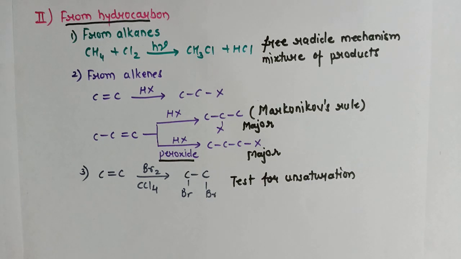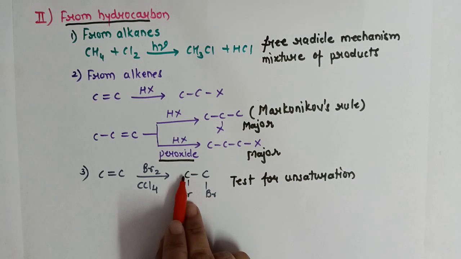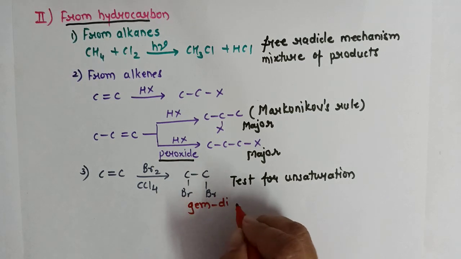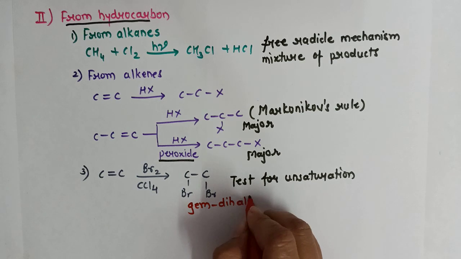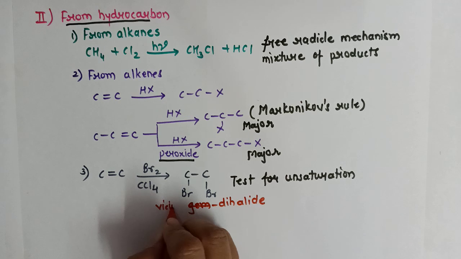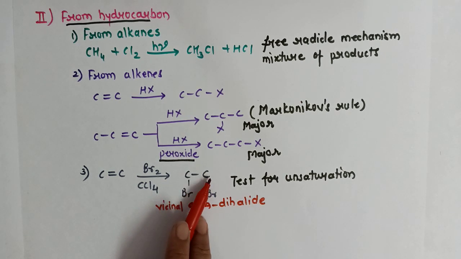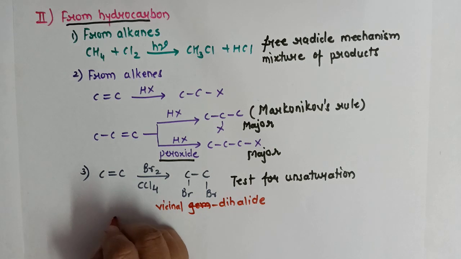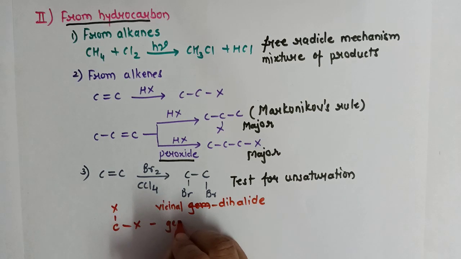Now here I want to introduce one more thing. When halogen atoms are on adjacent carbon atoms, we call it a vicinal dihalide, and when the same carbon atom has two halogen atoms, then we call it a gem dihalide.